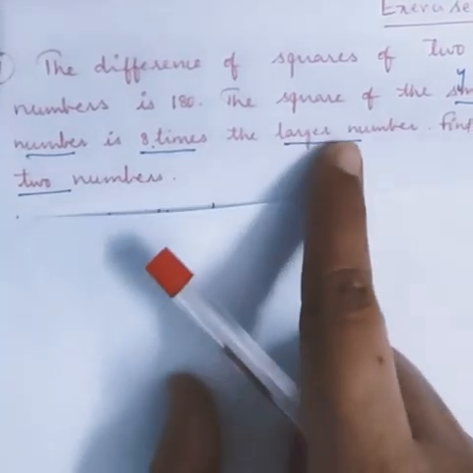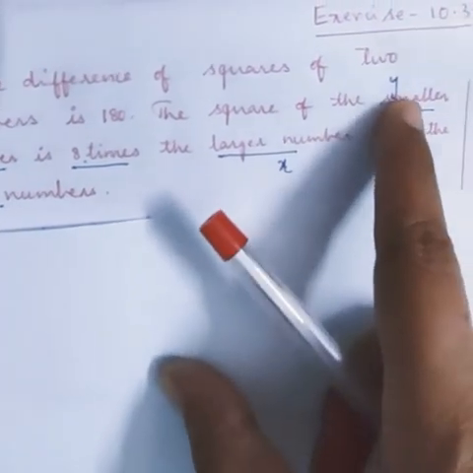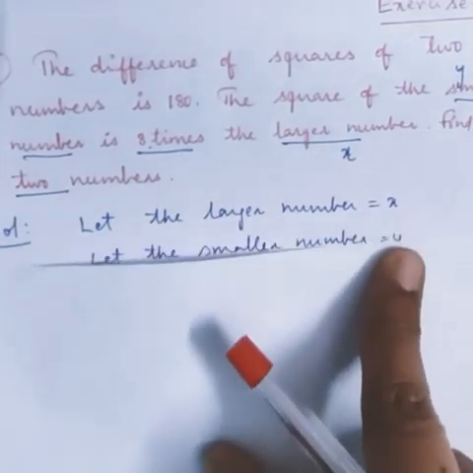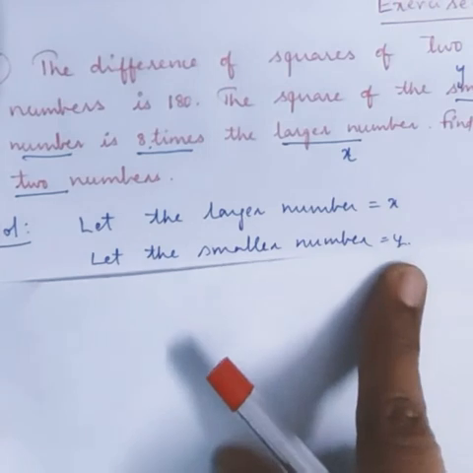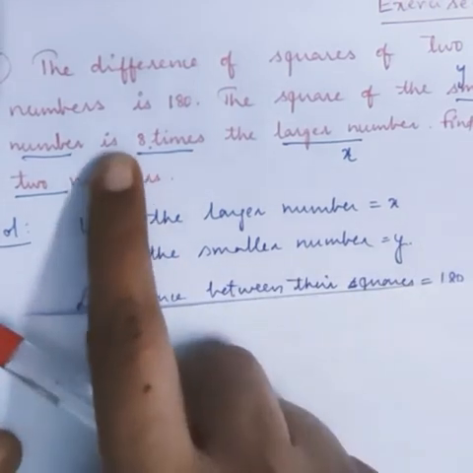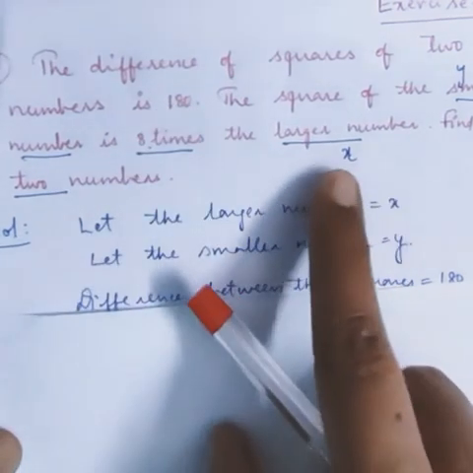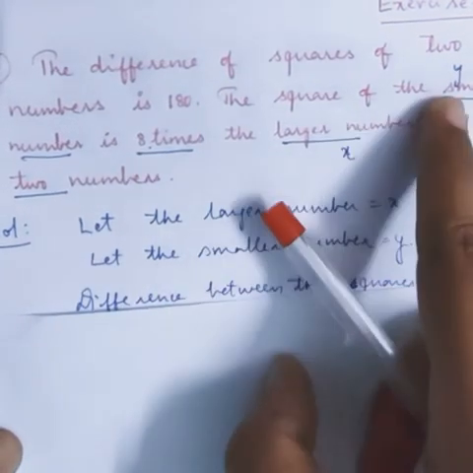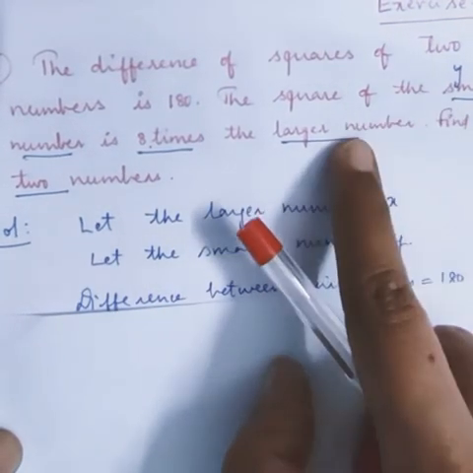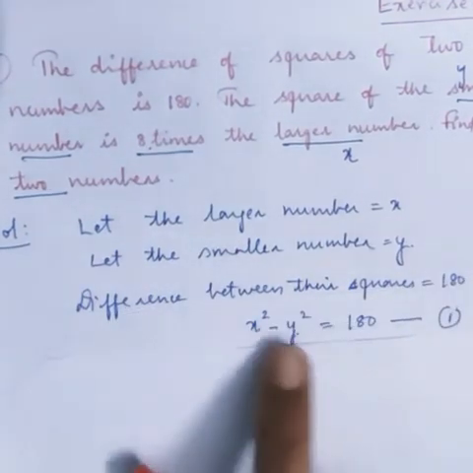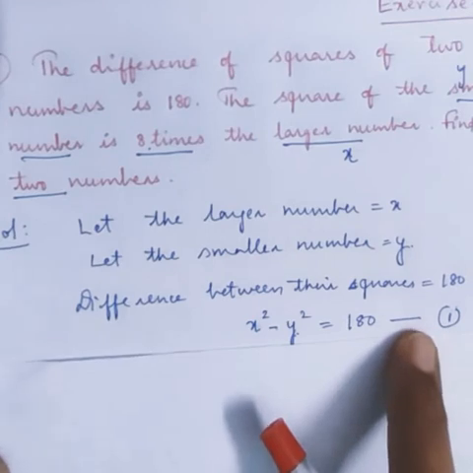So we'll assume the larger number as x and the smaller number as y. That's going to be our first step. Let the larger number be equal to x and let the smaller number be equal to y. Here it's given that the difference of the squares is 180. So the square of the larger number is x square, the square of the smaller number is y square. The difference between their squares is given as 180. So write it as x square minus y square is equal to 180, equation number 1.